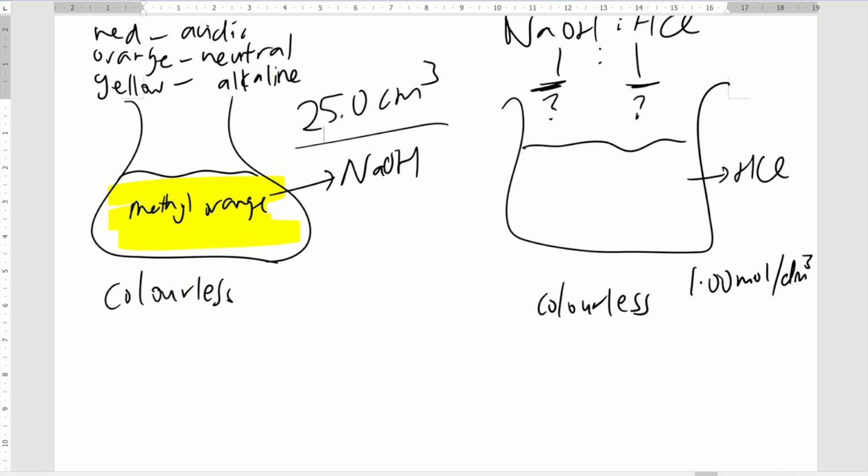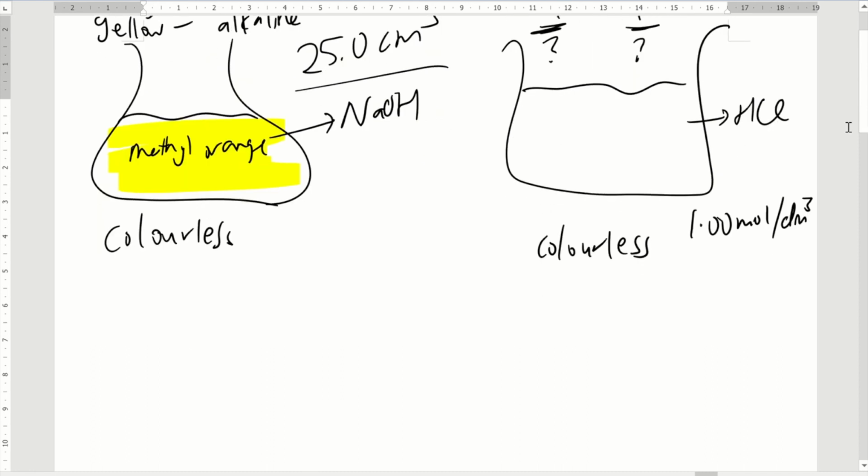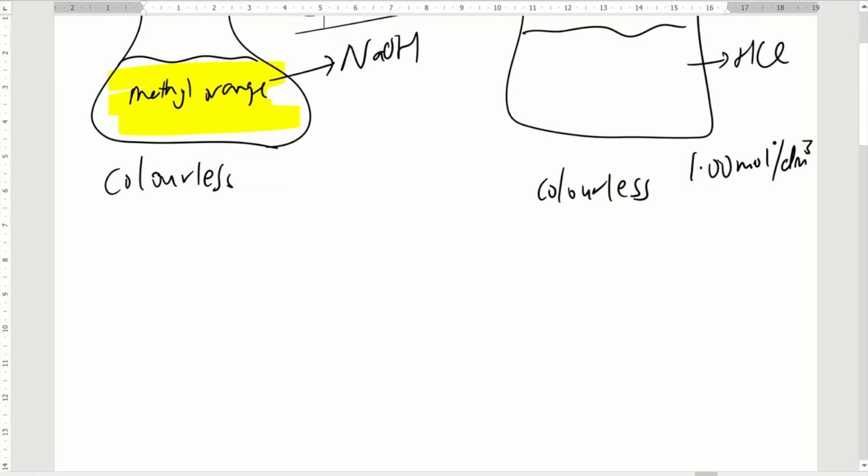So I'm going to add my HCl. I cannot be using a beaker, right? Because I can't really add it drop by drop. So what apparatus should I use to add my acid into this conical flask such that I can add it drop by drop and stop when I need to? What apparatus should I use? Okay, I will use my burette.